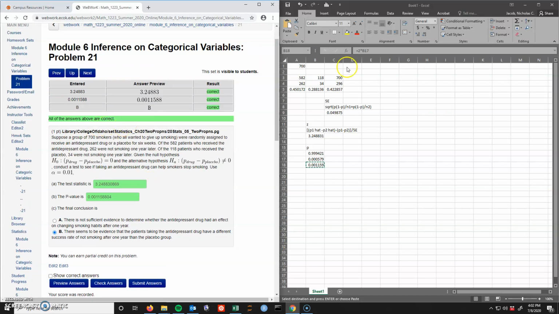Keep in mind, everybody, that there's a little bit of trickiness here with using the pooled proportion and the pooled standard error. The other trickiness is that because you have a two-tail problem, once you get the tail, you have to double your tail to account for both directions.